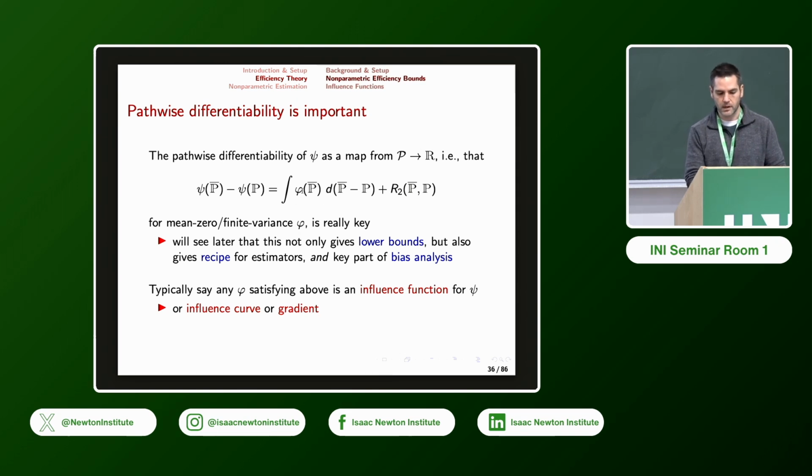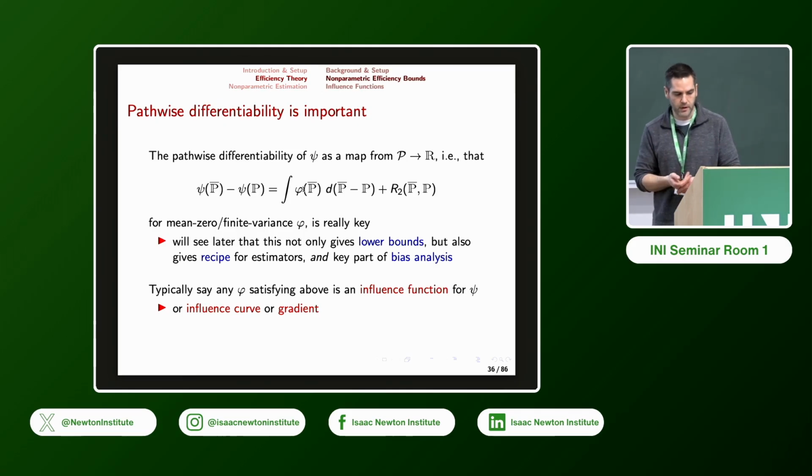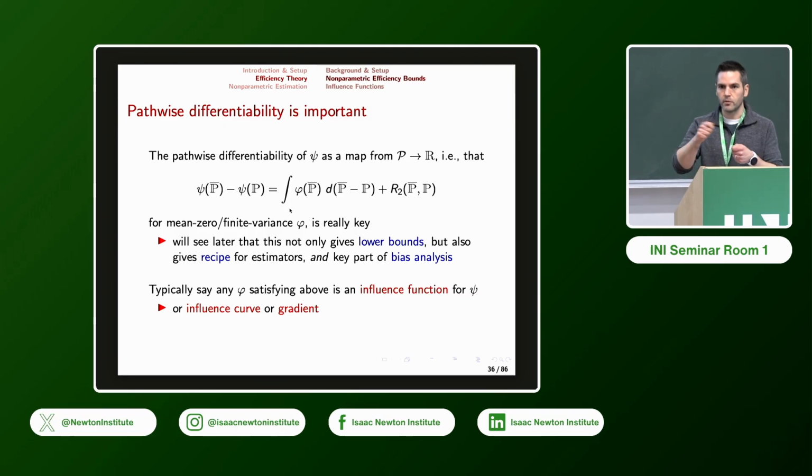which is like a derivative term of this expansion, which is the influence function of this parameter, influence curve or gradient. You'll see all this different terminology. But it's like the derivative, it's expressing how the parameter is changing kind of locally when you move from one distribution to another.